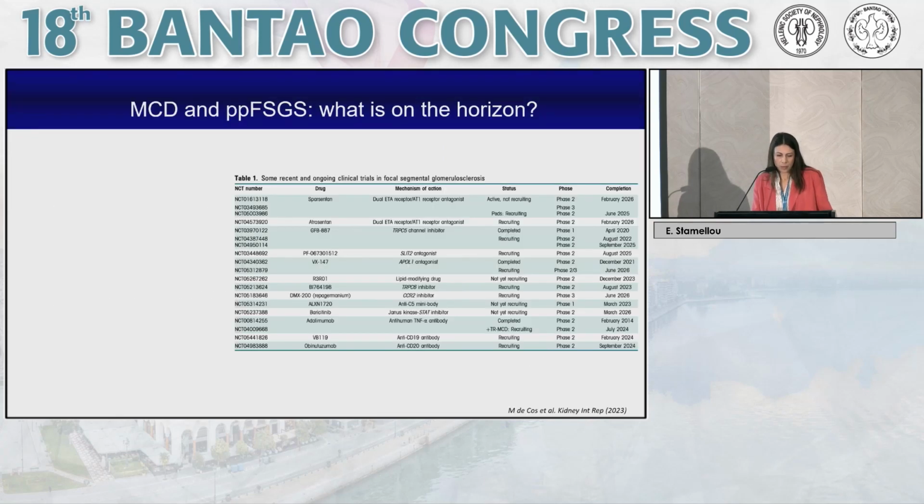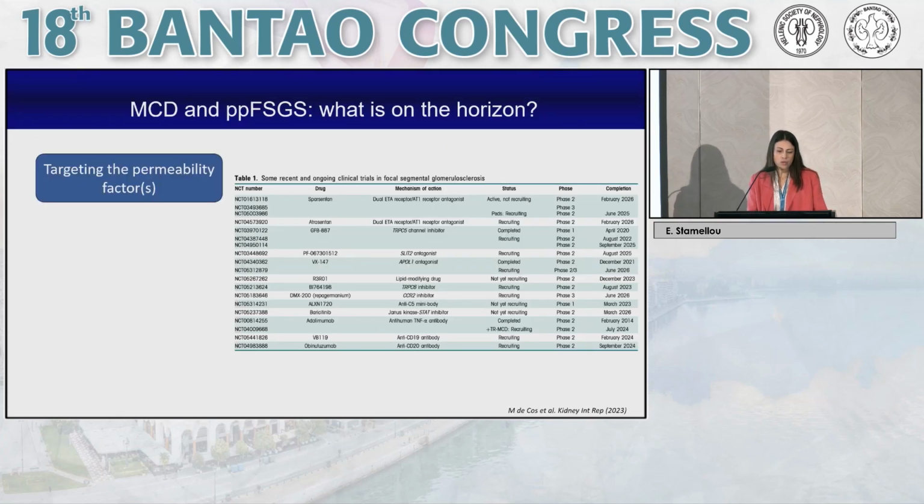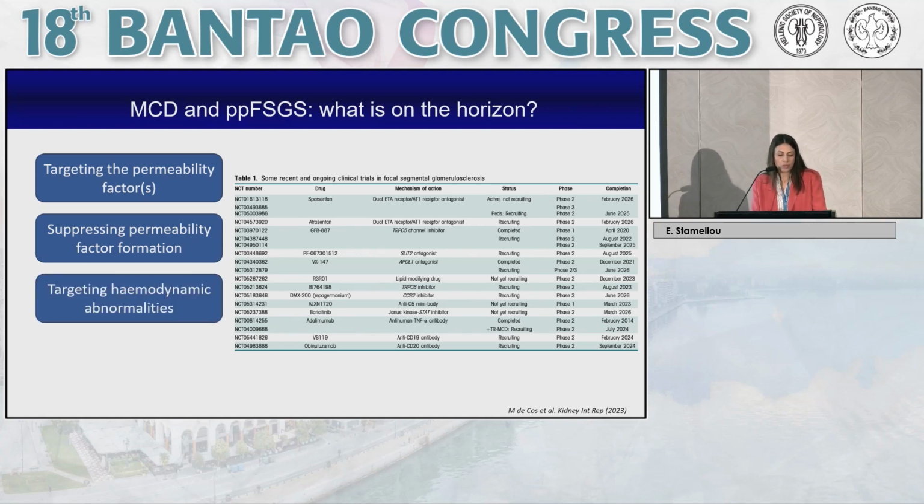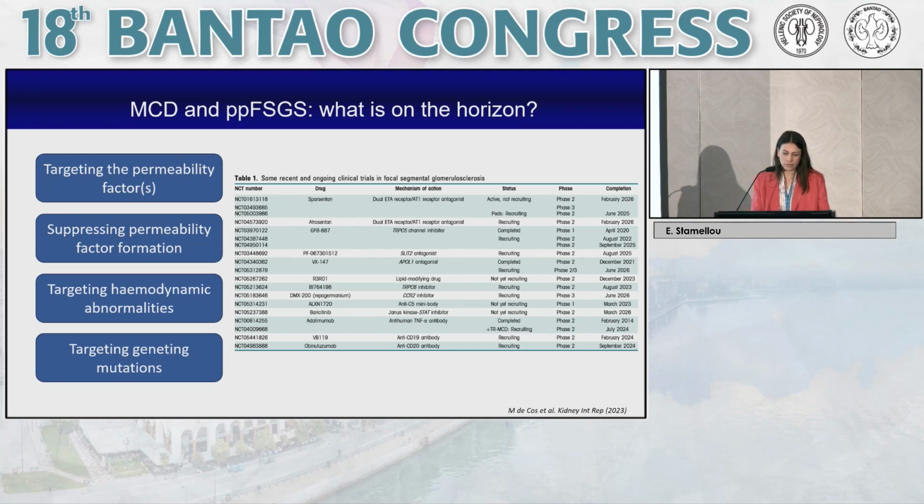So at this time, what is on the horizon? Many studies, as in IgA, but not so many, and many with different targets. They intend to remove or inhibit the action of the putative permeability factor, to interfere with innate or adaptive immunity to suppress the formation of the permeability factor, to correct hemodynamic abnormalities, or to ameliorate the injurious effects of genetic mutation. So we have to wait.